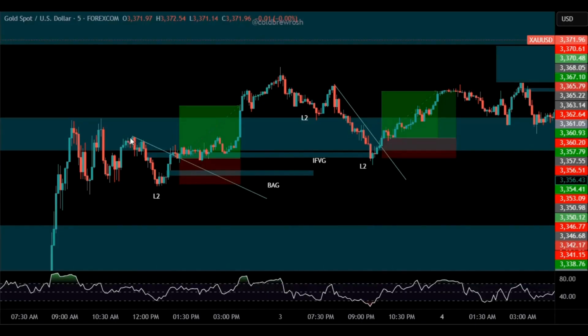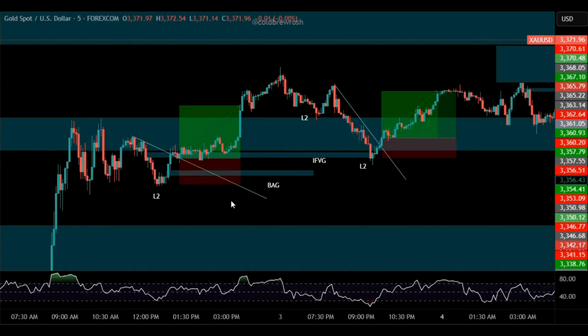And usually you want to see it complete a level 2 move. Here we have a level 1, but no level 2 has been created. Once the level 2 gets created, it takes liquidity of this level 1, and that's where you see your move upward. Also, what I like to see is a breakaway gap.